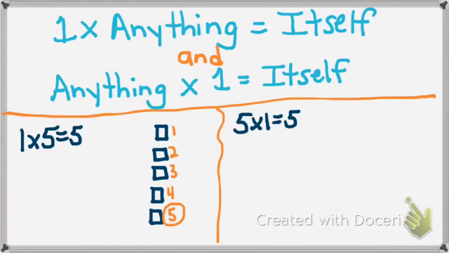Let's check that out with pictures. I have 5 squares, because I start with my 5. I'm going to multiply it by 1, so I have that 1 time. Oh, there it is. That's 1 time. I'm done. How many squares do I have altogether? 5. So we see that 1 times anything equals itself, and anything times 1 equals itself.